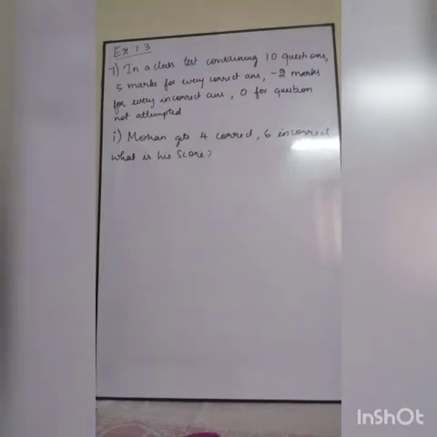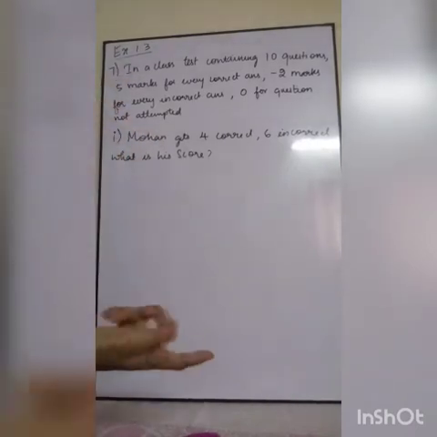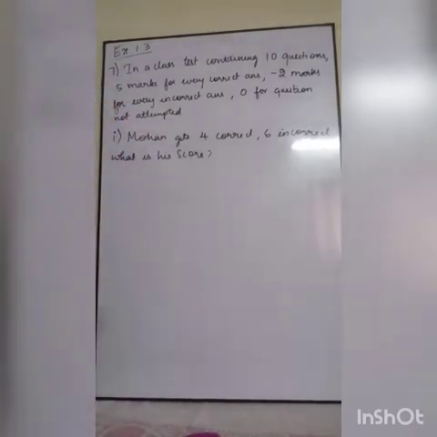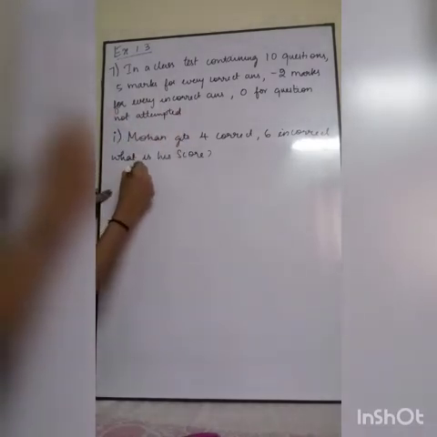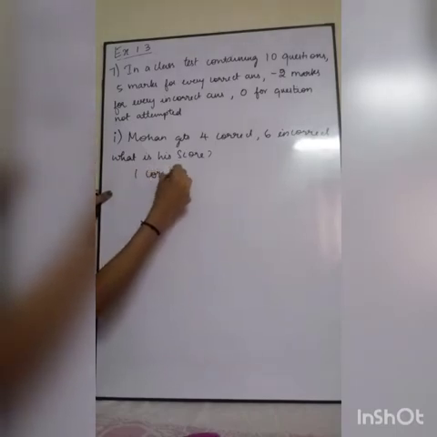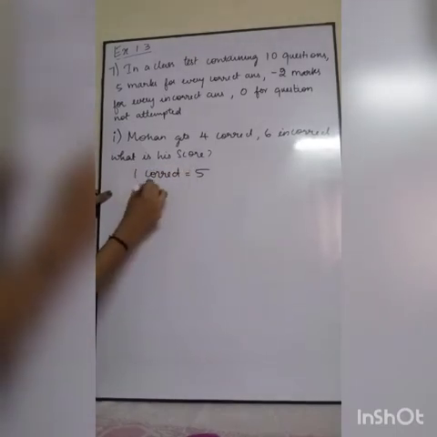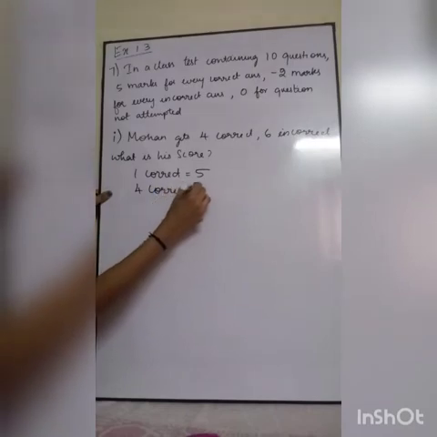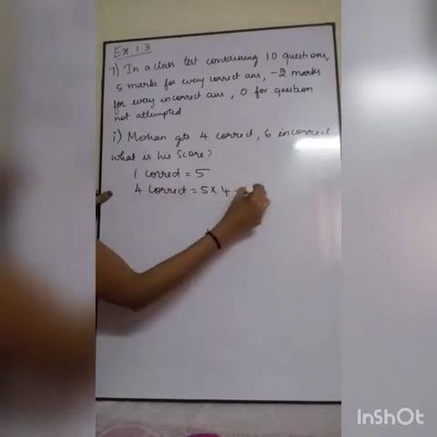Okay, how many questions are there? Totally 10 questions. In that, 5 marks for every correct answer, minus 2 marks for every incorrect answer, and 0 marks for not attending that question. Now Mohan gets 4 correct answers. 4 correct answers, right? For 1 correct answer, how much mark? 5 marks. For 4 correct answers, 5 4s are 20.